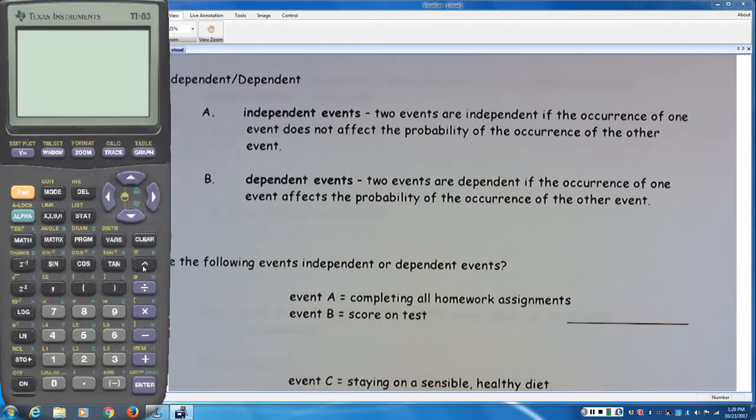At the top of this page, we have a definition of independent and dependent events. Independent events happen if the occurrence of one doesn't affect the probability of the occurrence of the other. If they're not independent, if one of them actually influences the chances that the other one happens, then we say that they are dependent. Okay? So dependent means one does influence the other. Independent means they have nothing to do with each other. They're not related or no influence in any way.